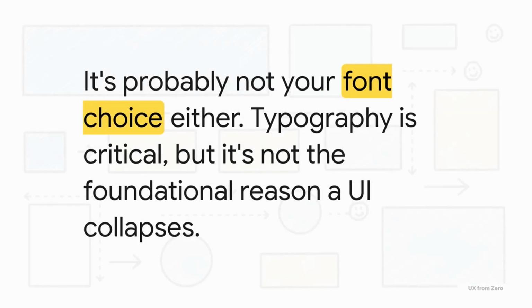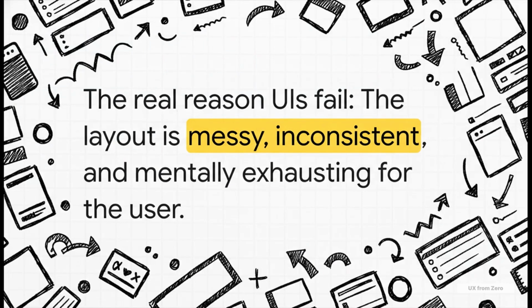Okay, so it's not the colors, and it's probably not your font choice either. Look, typography is super important, don't get me wrong, but it's not the foundational reason that a UI completely falls apart. Nope, the real culprit is something much, much more basic. It's all about the layout. A messy, inconsistent, just plain chaotic arrangement is what truly shatters the user experience. It's kind of like the visual equivalent of someone just shouting every single word at you. And that is exactly what we are here to fix.